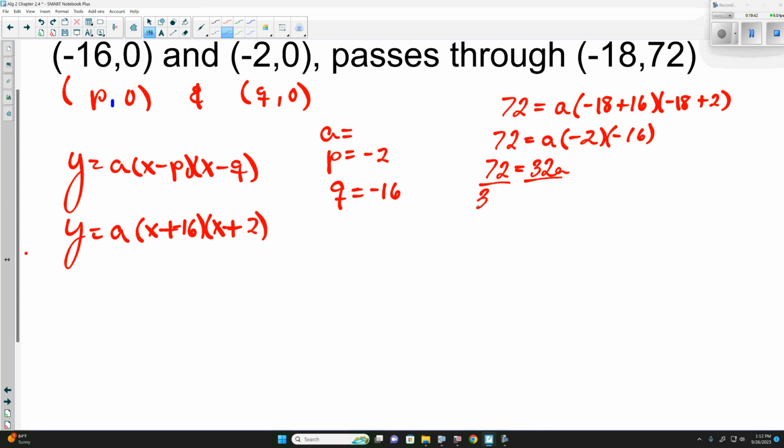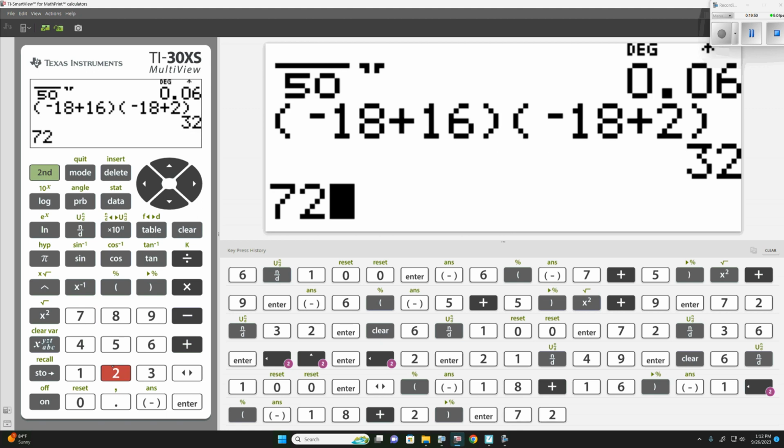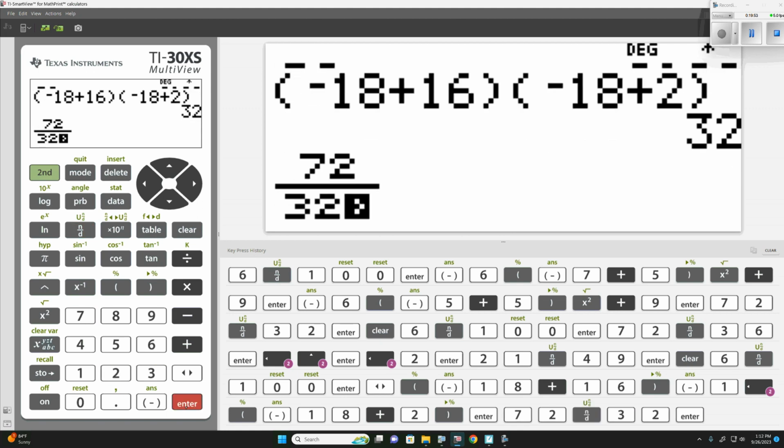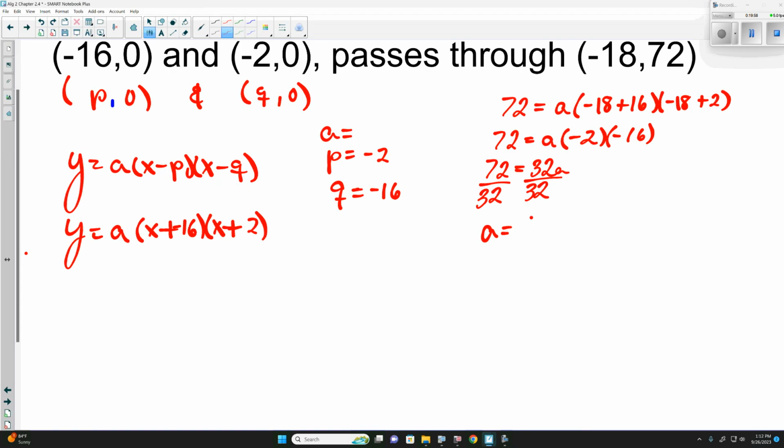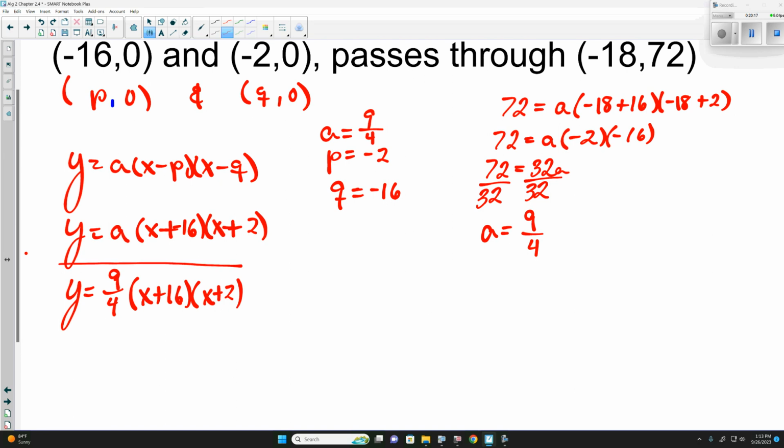Now the last thing we need to do is to divide both sides by 32. So 72 over 32 is 9 over 4. 2.25. We replace a with its value, and we have our equation.